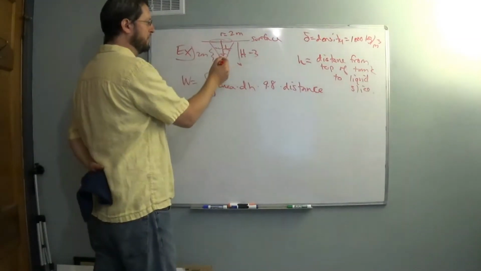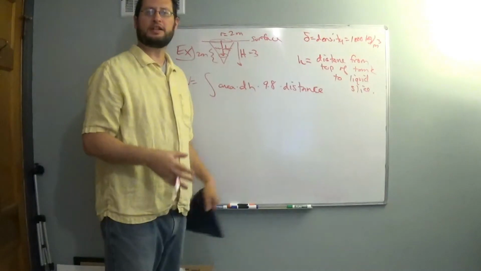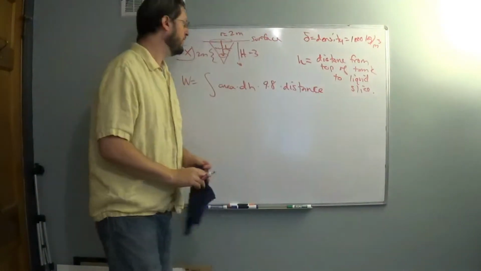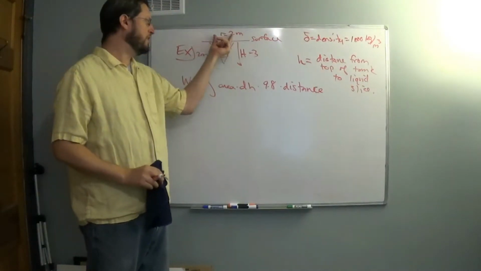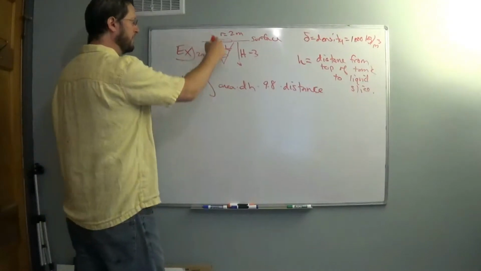So what is the area? That's the question. The area of these circles is not constant. In the last example, we had a cylinder, and the area of each slice is the same because it's a cylinder all the way down. Down here, my area is changing and getting smaller and smaller and smaller as we go down. So how do we deal with a cone?